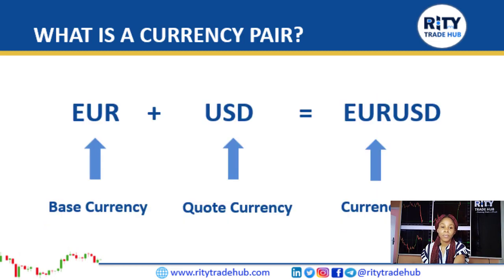So in the euro USD example, the euro is the base while the USD is the quote, because the euro is stronger than the USD.